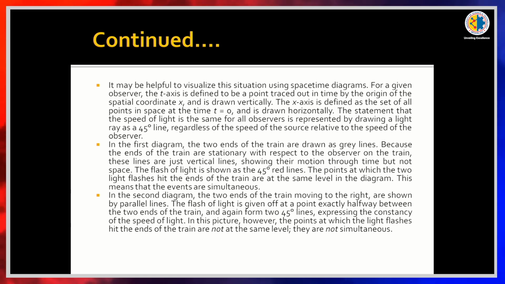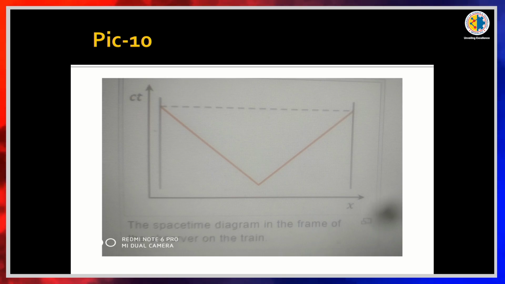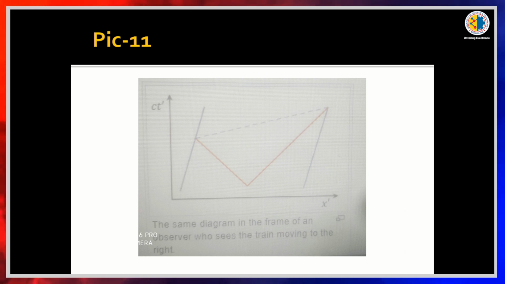So, the thought experiment has the same explanation according to Einstein's experiment. The space-time diagram in the frame of reference on the train, and the same diagram in the frame of an observer who sees the train moving to the right.